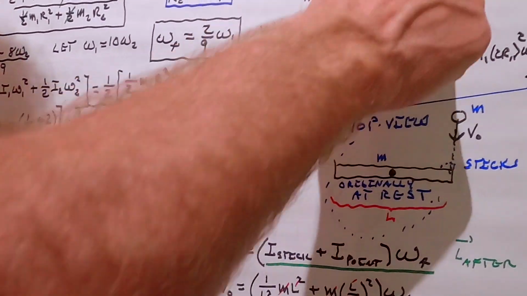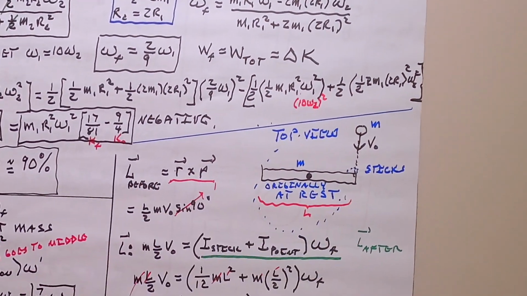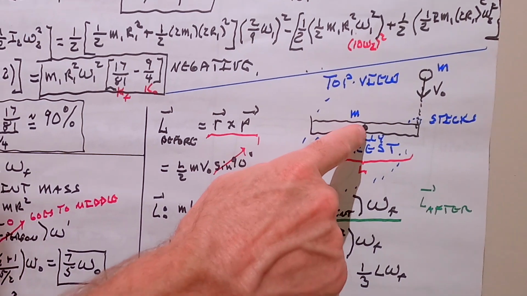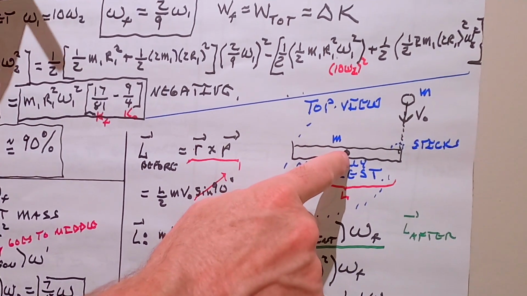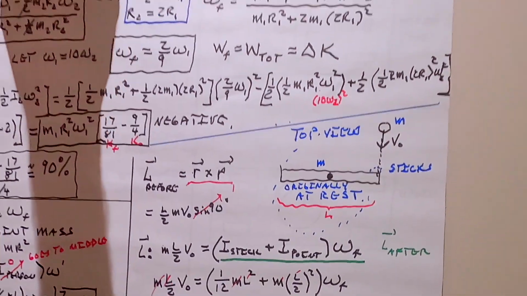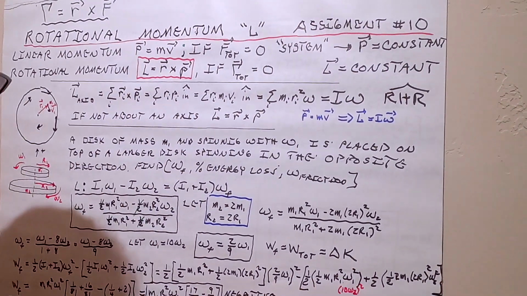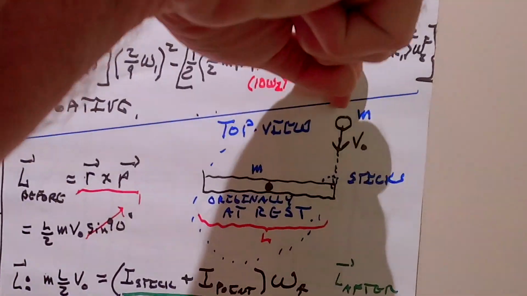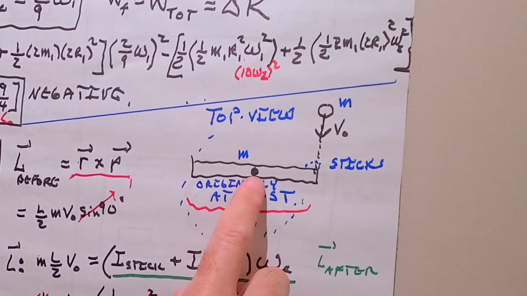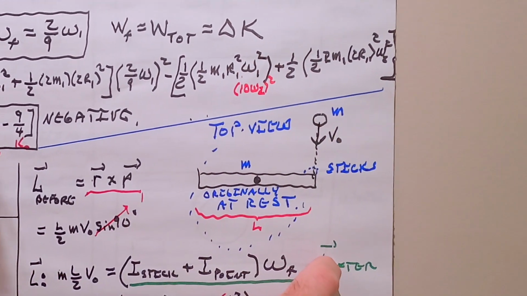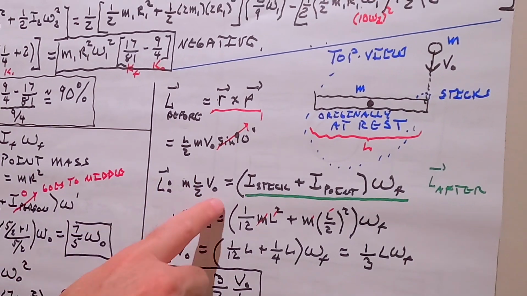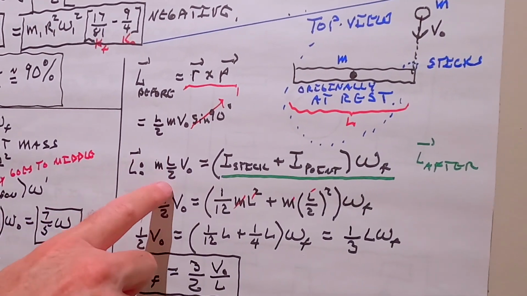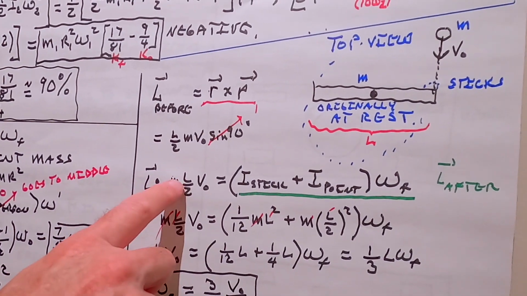Now, since this thing's coming in a straight line, it does have angular momentum about that point right there. We can't use I omega. We have to go back to the general definition, which is r cross p. r is from here to here. p is mv. So it'd be L over 2 times mv. So that's where I get the beginning angular momentum. It's L over 2 times m v naught.